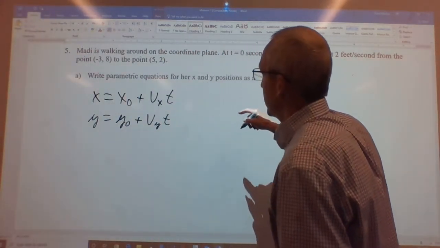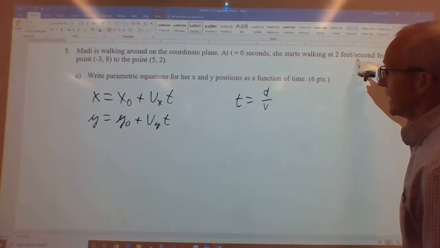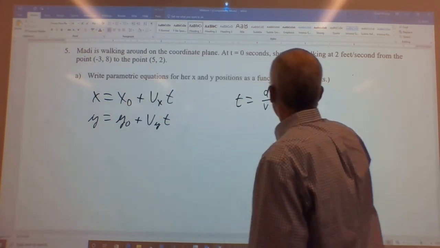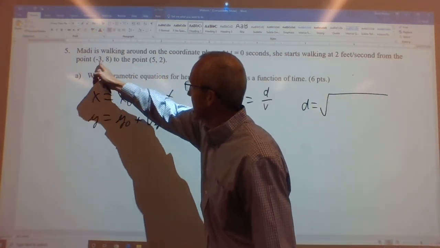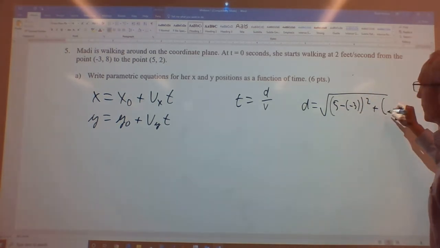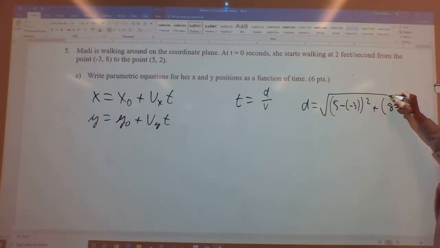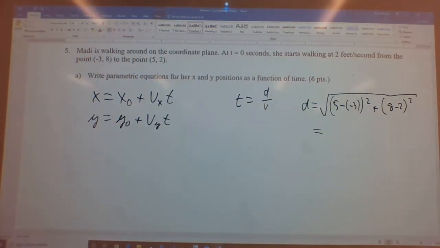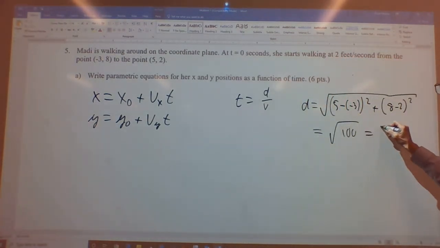To do that, the time it takes her is the distance divided by the velocity. She's going 2 feet per second, and for the distance we use the distance formula. How far is it from this point to that point? The distance is the square root of, let's do the x's first, 5 minus negative 3 squared. They're 8 apart, right? Plus, how far are the y values apart? They're clearly 6 apart, 8 minus 2, squared. So that's 8 squared plus 6 squared, and that worked out really nicely. 64 plus 36 is 100, so the square root of 100, which is clearly 10.